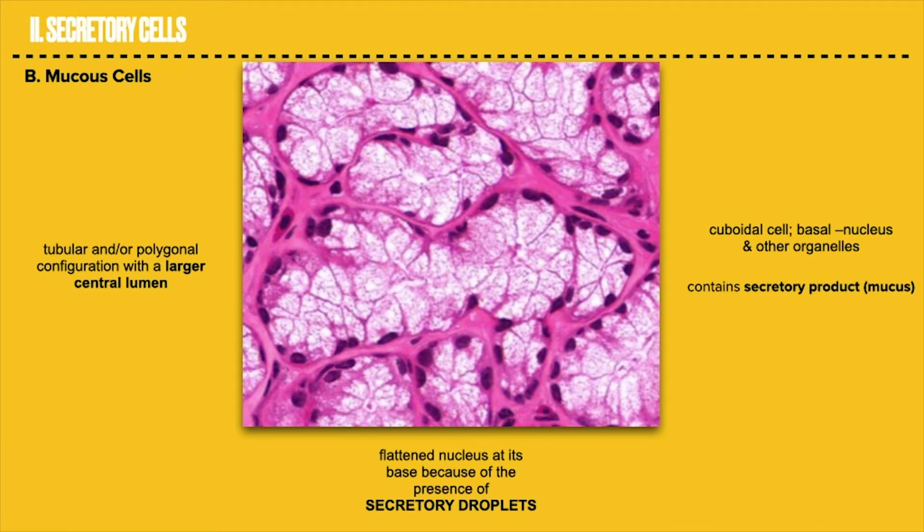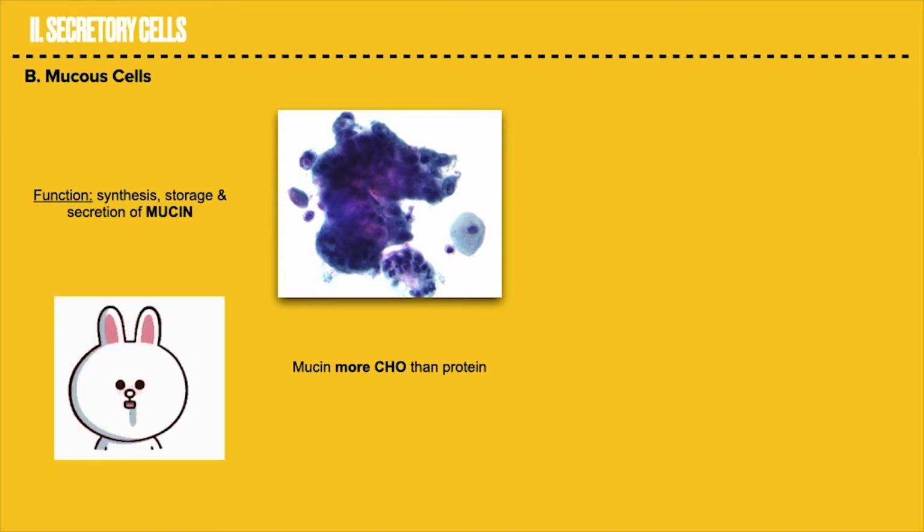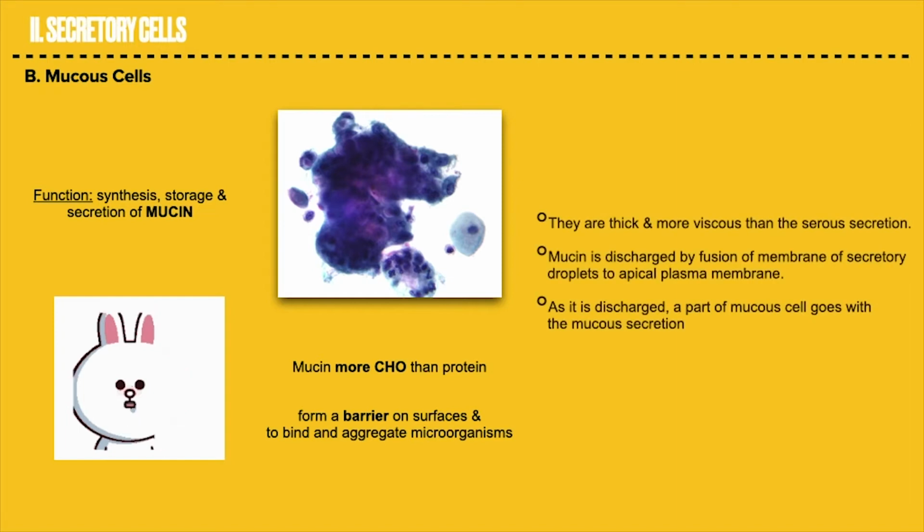If serous cells synthesize, store, and secrete proteins, mucous cells synthesize, store, and secrete mucin. Mucin contains more CHO than protein. Mucin is secreted to lubricate and protect the oral mucosa. It forms a barrier on surfaces and binds and aggregates microorganisms. They are thick and more viscous than the serous secretion.